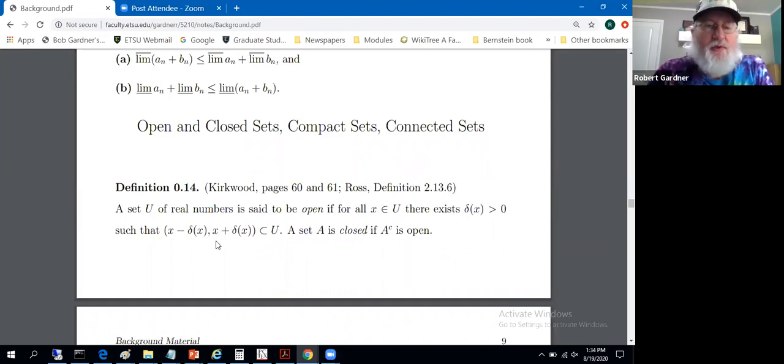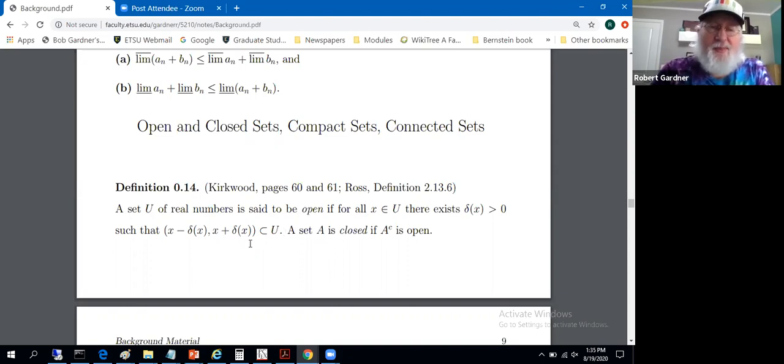All right, I warned you, just a blast of information. A set U of real numbers is said to be open if for all x an element of U, there's a delta based on that x, greater than 0, such that the open interval x minus delta to x plus delta is a subset of that set U of real numbers. So open means, you may have a variety of verbiage in your background, a set is open if every element of the set is an interior point.